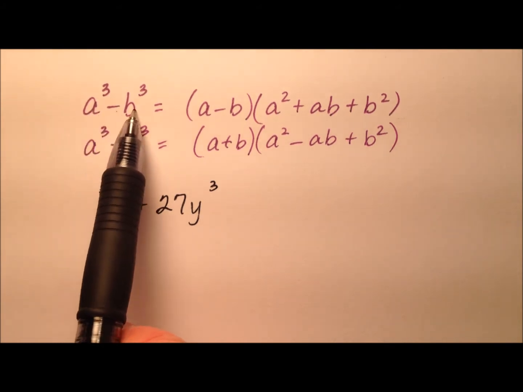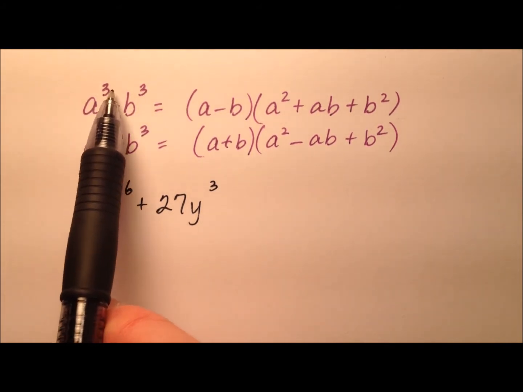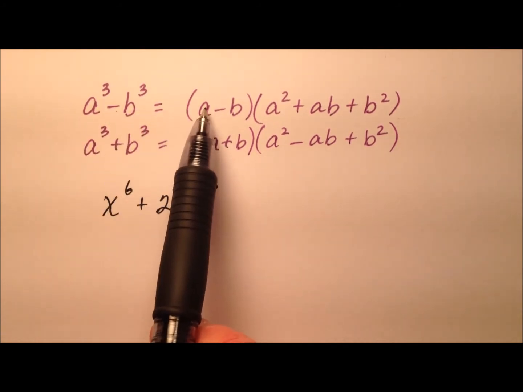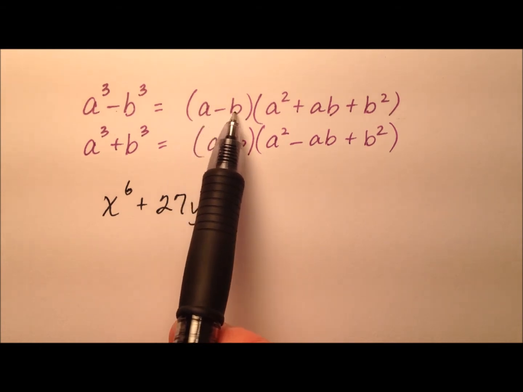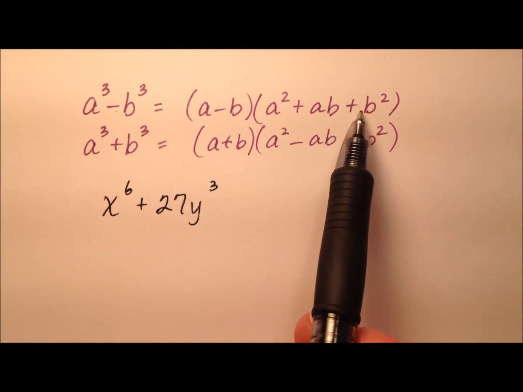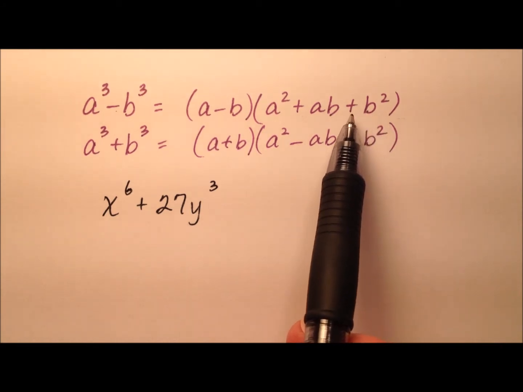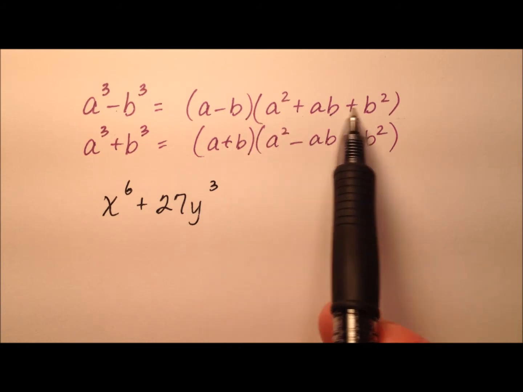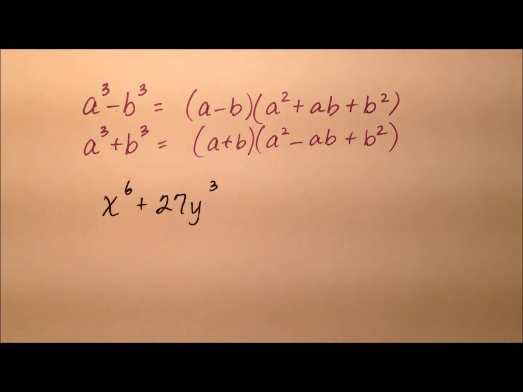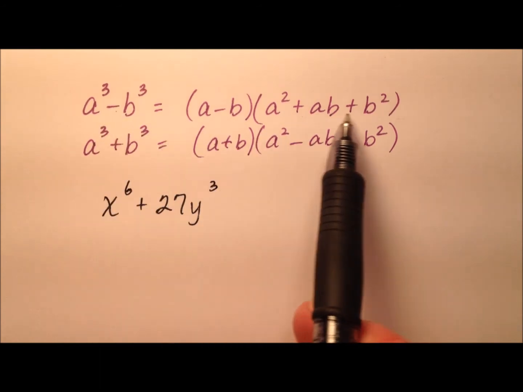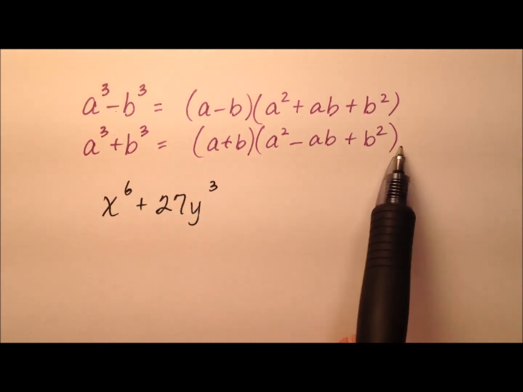We have a cubed minus b cubed, saying that we're subtracting two perfect cubes. So the a and the b are what we're cubing, so that's going to go here in this first quantity, a minus b. And then the second quantity, we have this a squared plus ab plus b squared, where after we've decided what a and b are, we just put them in this formula and simplify as much as possible.